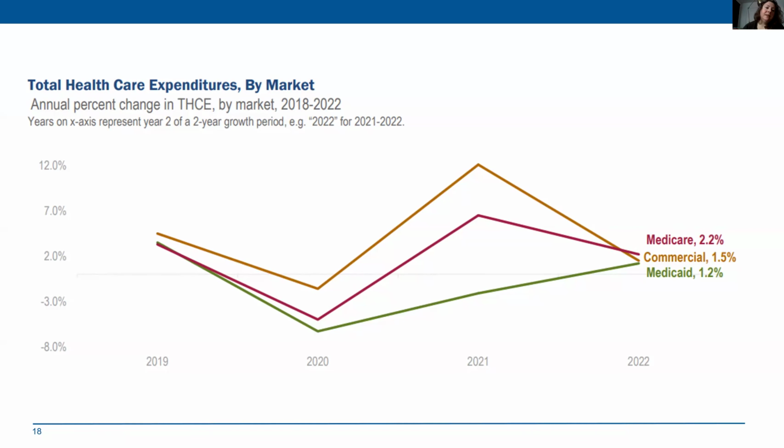Between 2018 and 2022, the cumulative growth was highest in the commercial market. Cumulatively, the commercial market grew 16% between 2018 and 2022. Medicare grew 6.1%, and Medicaid's growth was negative 2.6%. Again, likely because we just have more people in Medicaid these days than we did in 2018.